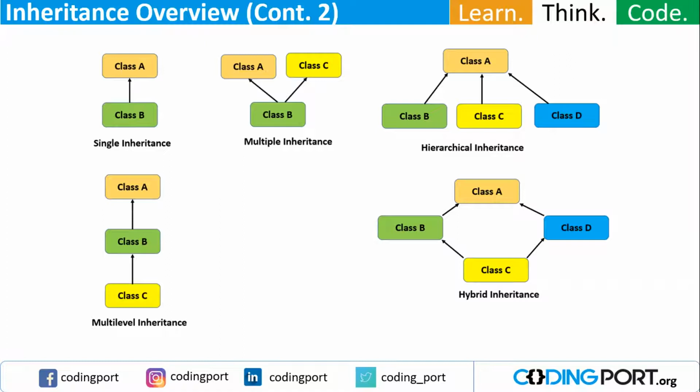Hybrid inheritance, guys, is a combination of multiple and hierarchical inheritance. So you can see class B and class D are inherited from class A in a hierarchical fashion, and class C is derived from classes B and D in a multiple fashion. So these are the important types of inheritance that we use while implementing any code.